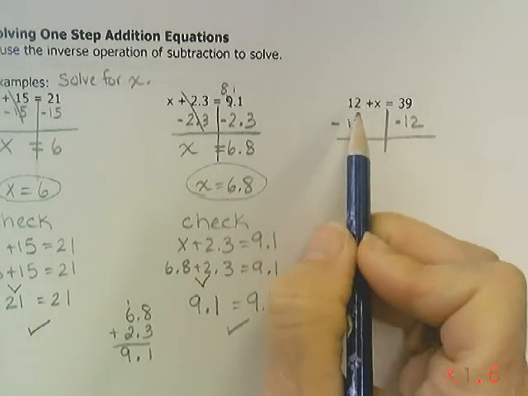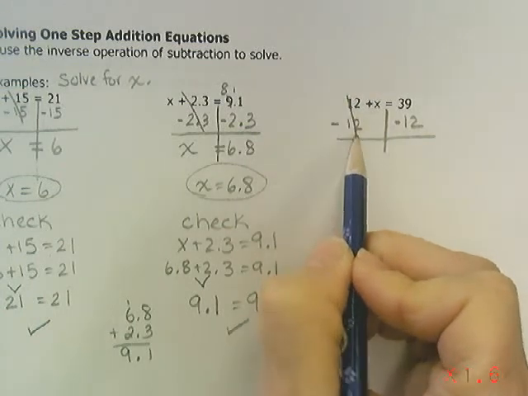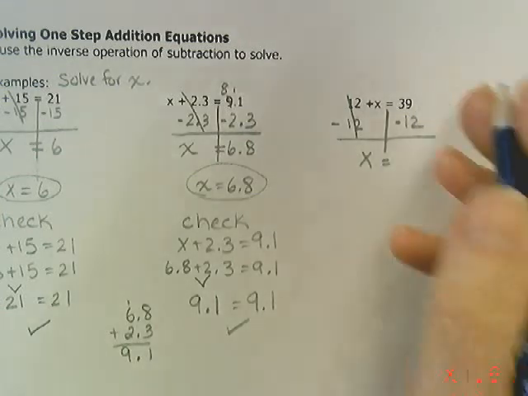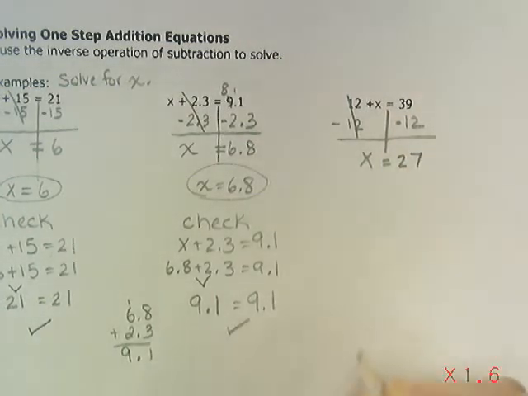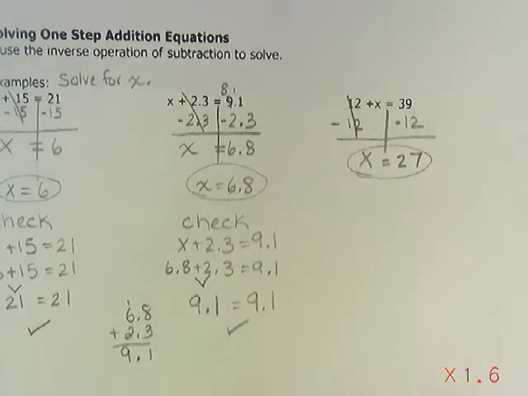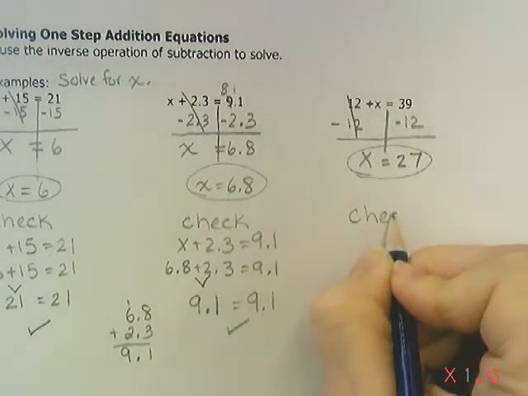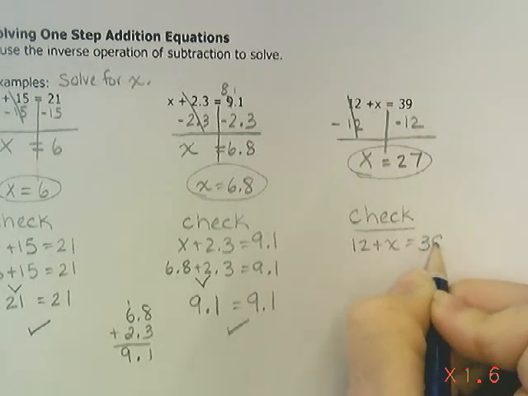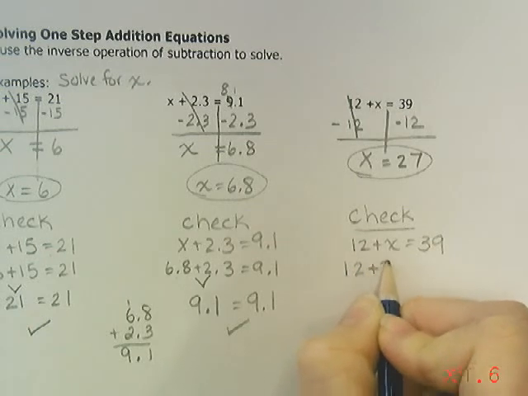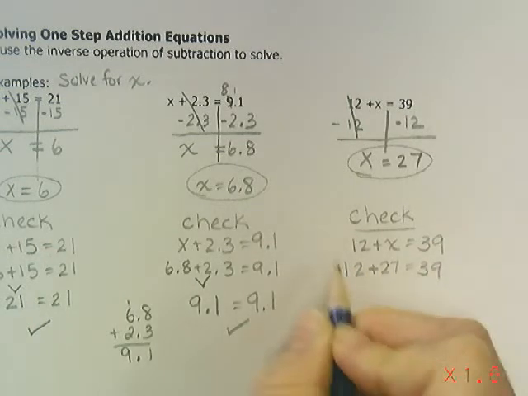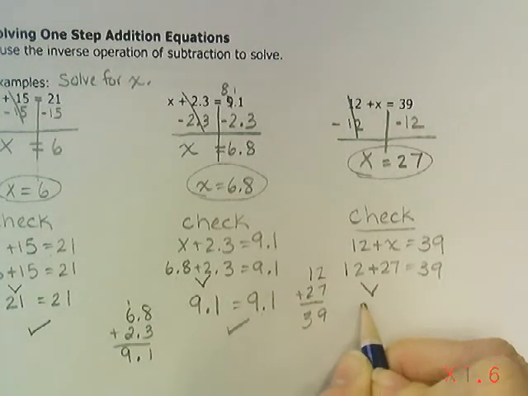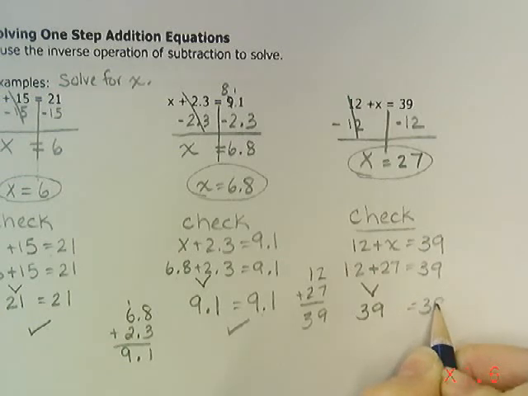So we added 12 to x, then we're taking that 12 away. So I can cross those out. We're left with just x on the left. And 39 minus 12 gives us 27. So we have a value of 27 for x here. Let's do the check to be sure. 12 plus x equals 39. So I'm going to substitute 27 in. And just double checking. Yep, these two add together to make 39. So it checks out, the value of x is 27.